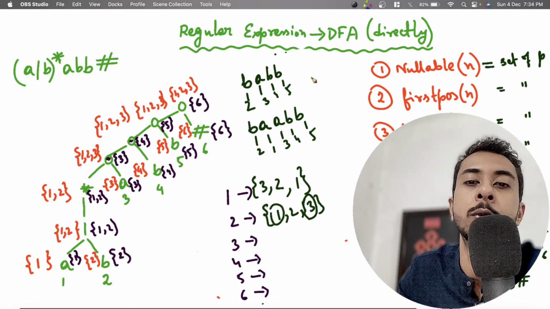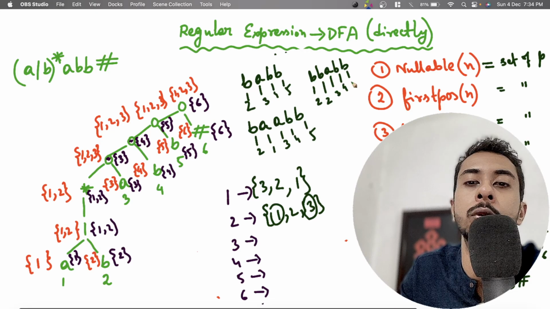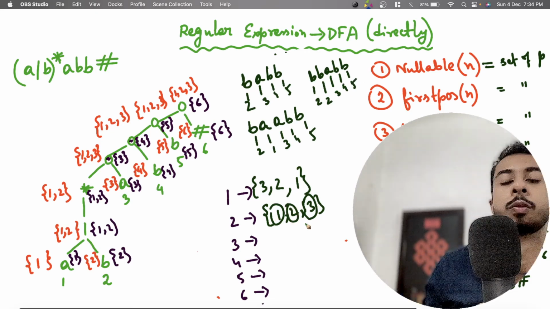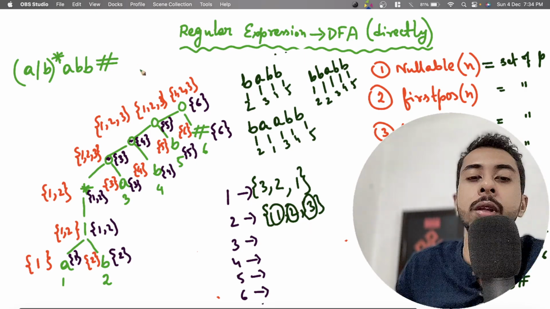And the next one that is possible is B, B, A, B, B. Now this B is from the first star, so position is 2. This B is from the second star, so this is also 2. This is 3. This is 4. This is 5. That is why the 2 is present here, followed by 2. Okay. So in this way, you can find it out.